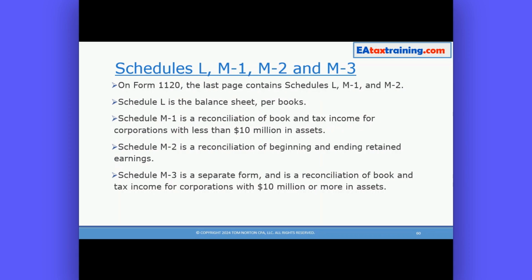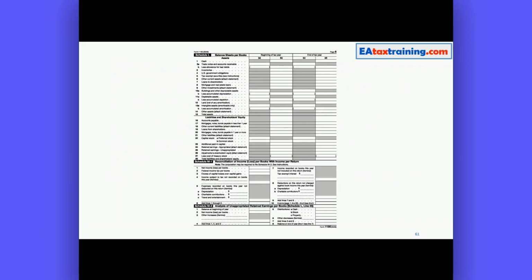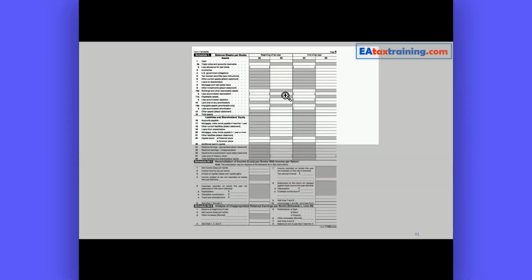Schedule M2 is a reconciliation of beginning and ending retained earnings. So with a partnership, it was a reconciliation of the capital account, but it's the same concept here. It's a reconciliation of retained earnings. And then Schedule M3 is a separate form that's for reconciling book and tax income for corporations with $10 million or more in assets.